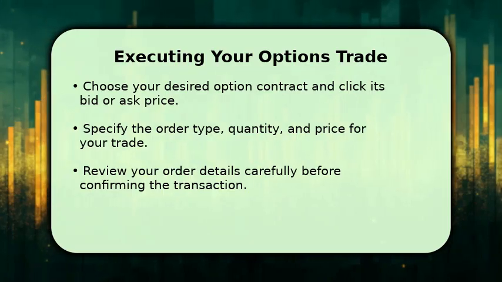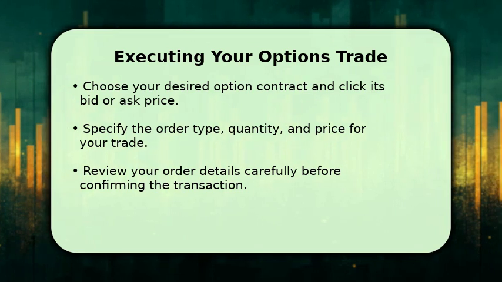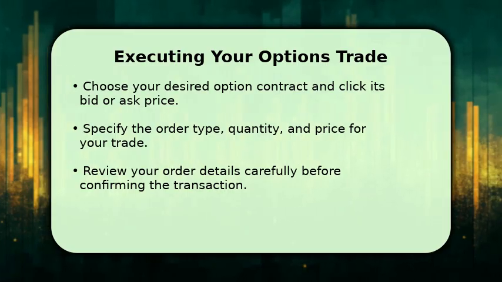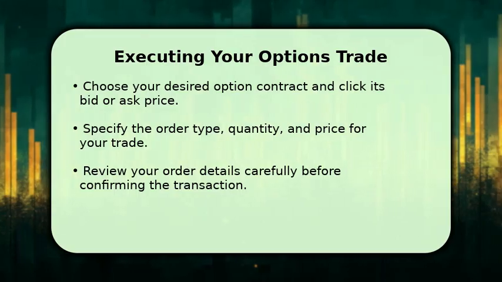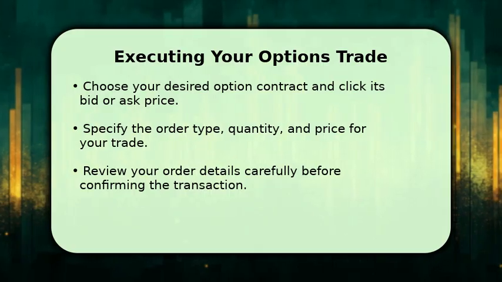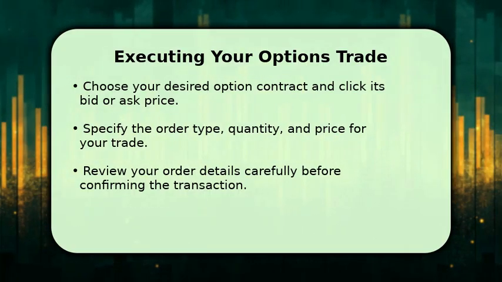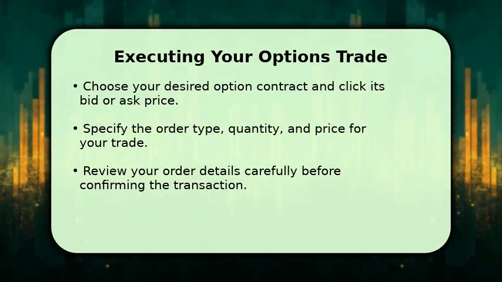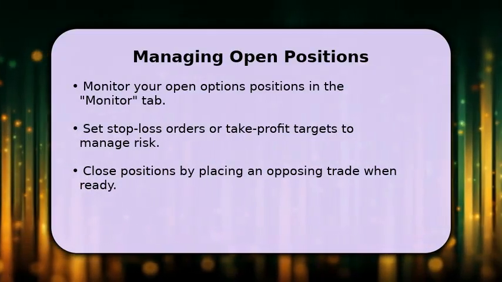To place a trade, simply click on the bid or ask price of the option contract you wish to trade. This will open an order entry window. Here, you'll specify your order type, such as a limit or market order, and the quantity of contracts. Always review all the details, including the price and total cost, before confirming your order to ensure accuracy and avoid errors. After placing your trade, it's essential to monitor your open positions.